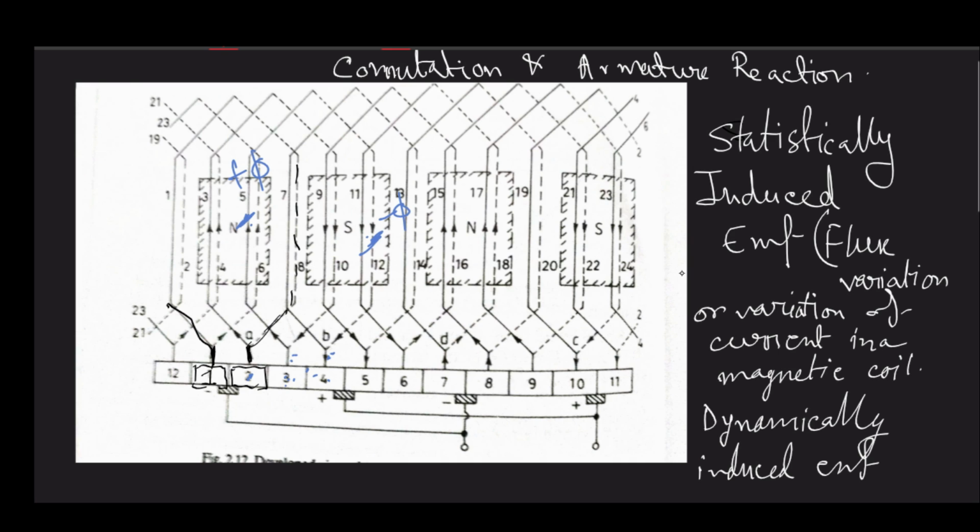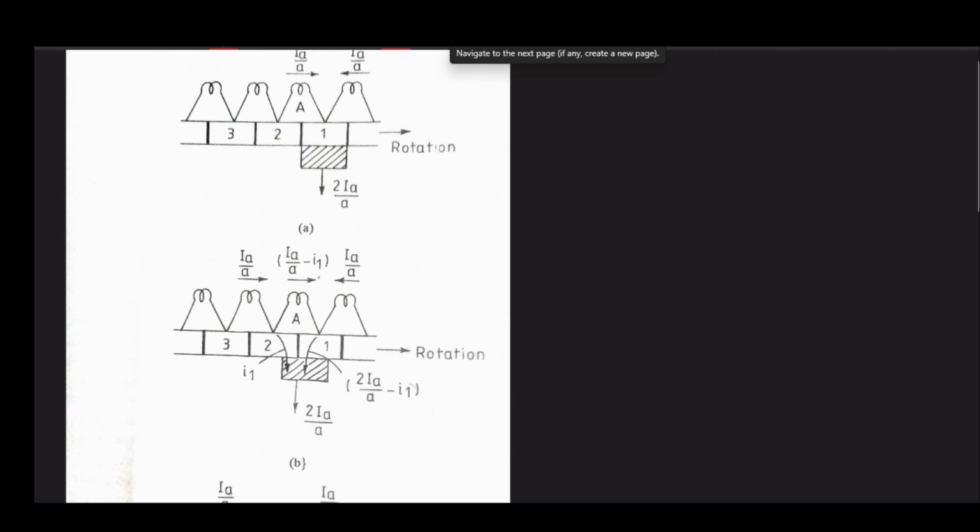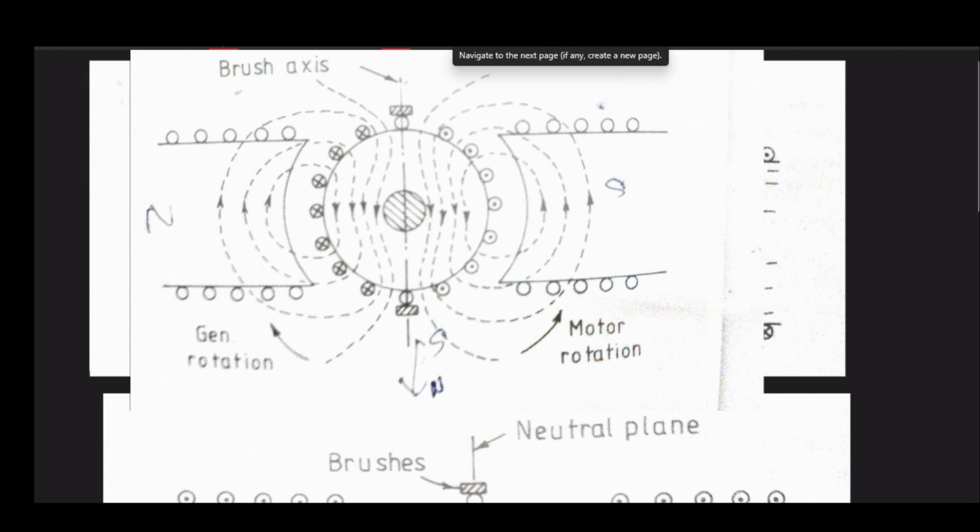Now the issue is, how can we handle this? Obviously, interpoles can only make sure that coil sides 1 and 8 are associated with a very small amount of flux, but not 5 and 12. So what should we do? We will consider another arrangement that is known as compensating winding.